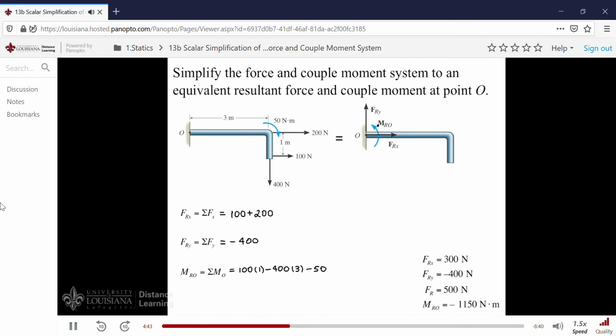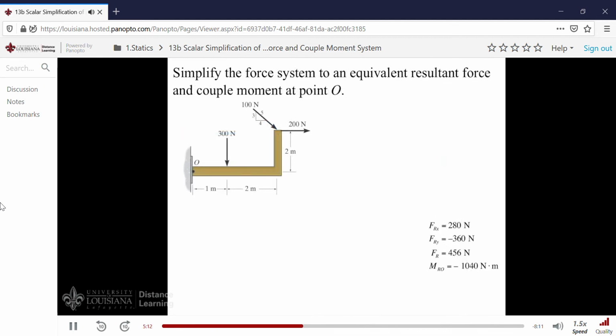Essentially, the negative sign then means that the moment is not going to go in a counterclockwise direction, rather it goes clockwise. Finally, we can find our resultant force by adding the two components. Here's the vector addition. This one, of course, would be 300 newtons, and this one is minus 400. That's why I'm showing it going downward. Here's our resultant vector, which of course is 500 newtons from Pythagorean's theorem.